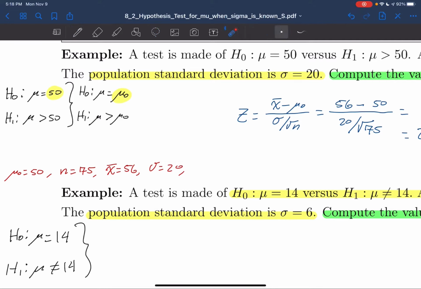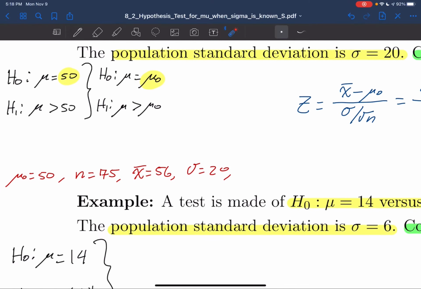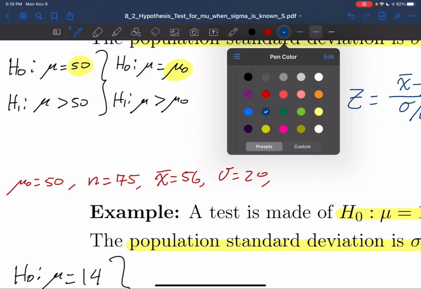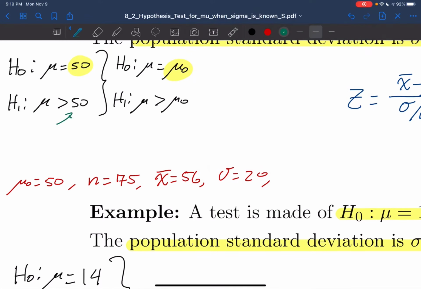Since our alternative hypothesis is mu is greater than 50, what kind of test is this? Is this left tail, right tail, or two tail? If you remember from section 5.1, let me write this in green. Because the arrow is kind of pointing to the right, this gives you an idea that we're dealing with a right tail test.